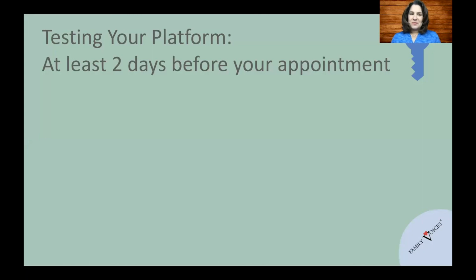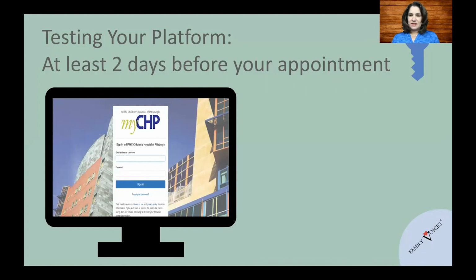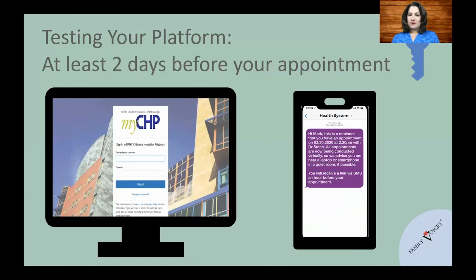So now we come to the part where we want to talk about testing your platform. At least 2 days before your appointment, you want to give yourself a little bit of time. It's best to go to that website which was in your email or text message, or if you were given a portal to go into, and try logging in and make sure that you can get into it, or tap the link that comes on your text. Sometimes the text ones don't come until just before the appointment, but if you haven't received anything by text and your provider has told you that you should get something by text, you want to let them know you haven't received anything about 2 days before the appointment, so you can make sure that there are no glitches on the day of your appointment.